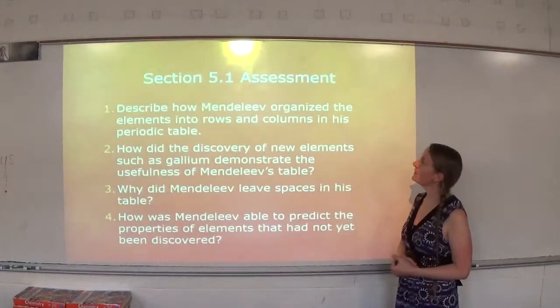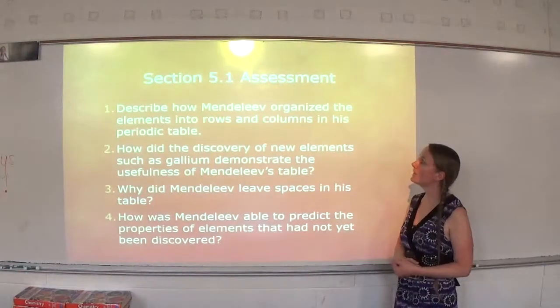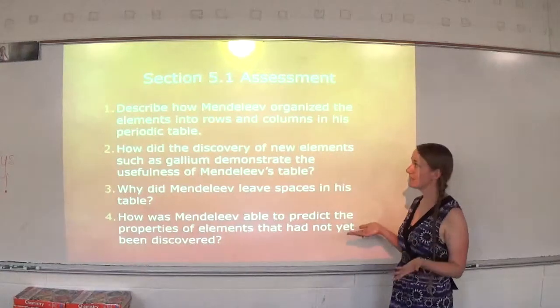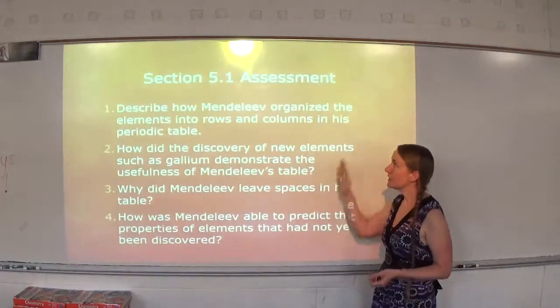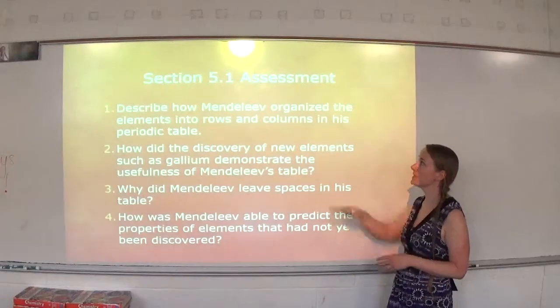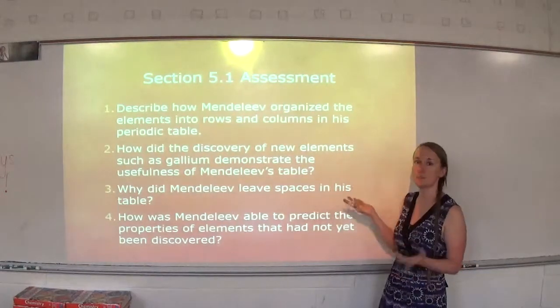So, describe how Mendeleev organized the elements into rows and columns on his periodic table. Well, he put them in order of increasing atomic mass, and in his columns, the elements had similar properties. So he put them in order of increasing atomic mass so that in each column he would have similar properties.